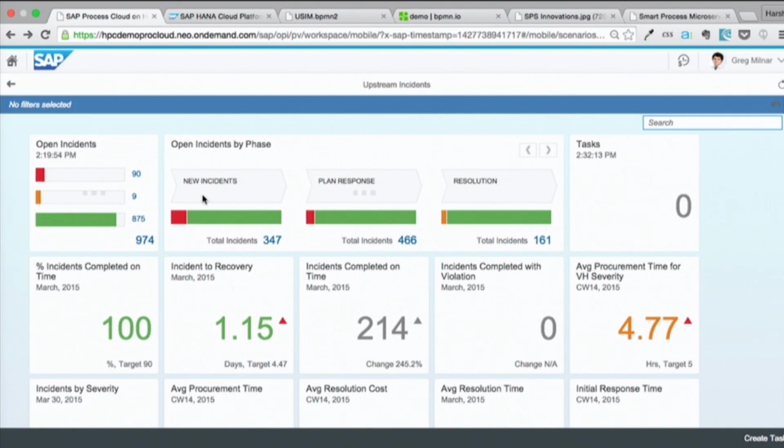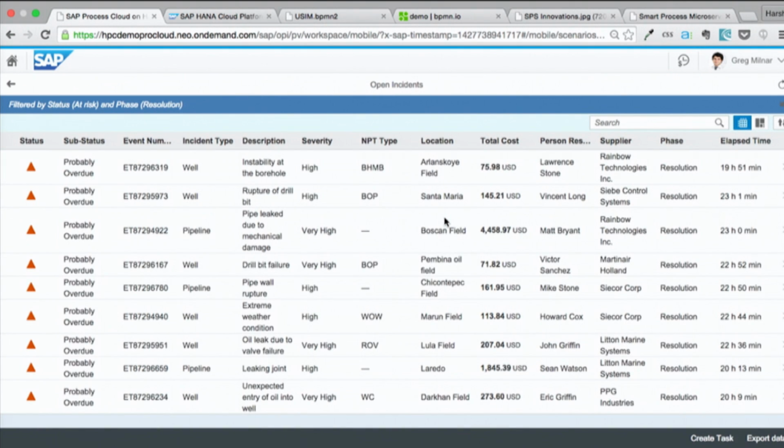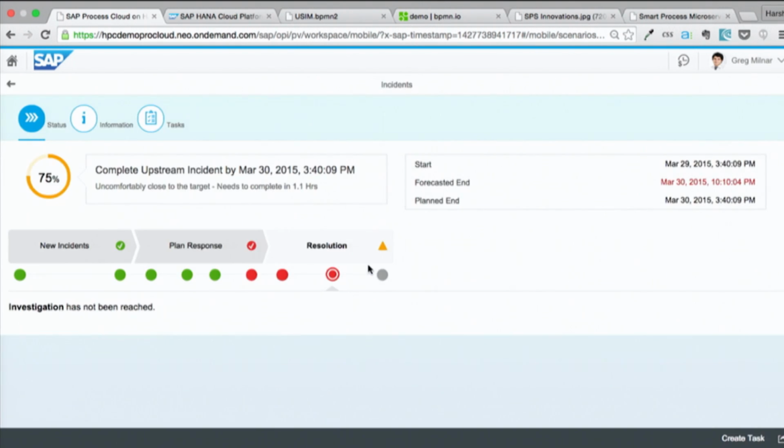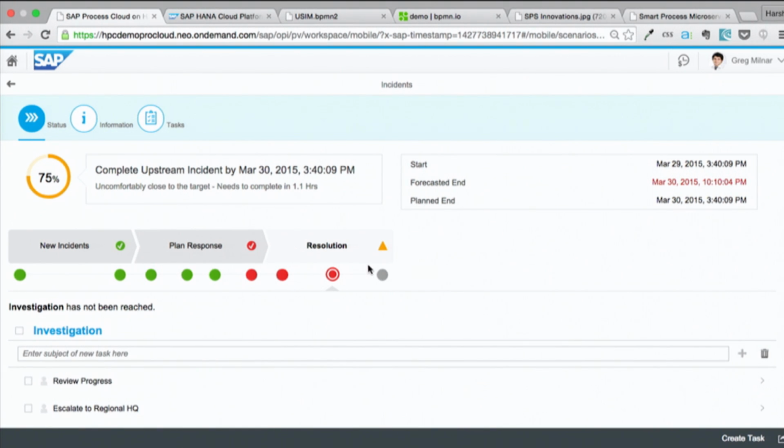So this is the overall process. That's from a specific incident perspective, but this is the overall process. He gets end-to-end visibility from how many new incidents there were, what the planned response is, and resolution. Here he sees that there are several issues in resolution which are in red. The first thing that strikes him is there is a very high well incident which can lead to a lot of non-productive time, and he's seeing where the process is. The forecasted time is going to be delayed.